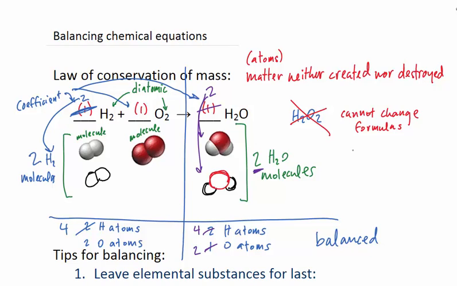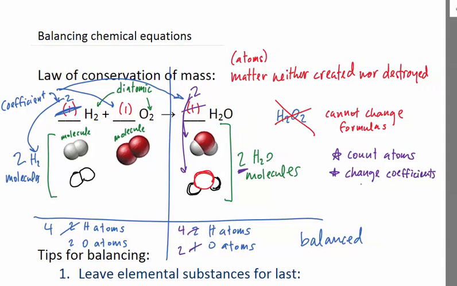So the key to balancing is counting atoms, change coefficients only, do not change formulas. Yeah, I already wrote that there. Okay. Count atoms, change coefficients only, get the atoms to match on both sides in order for it to be balanced.